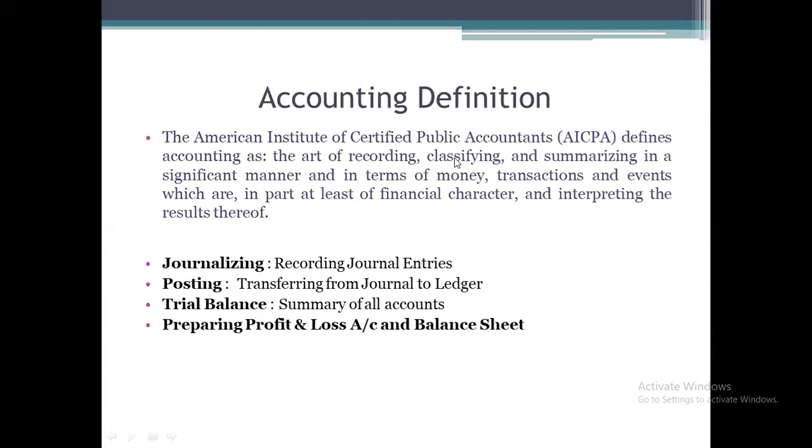Second is classifying. When I say classifying, it is nothing but taking from journal entries and moving the entries to my ledger account. It is called classifying, like classifying into the different heads. You must have heard about the T accounts, right?